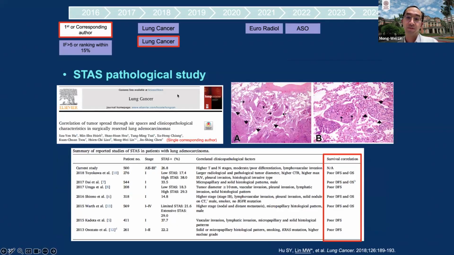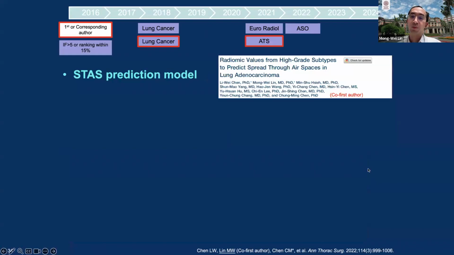STAS is a very important pathology feature and was proposed in 2015 as a new pathology feature associated with a high risk of recurrence in lung cancer. Our group was among the earliest teams worldwide to report a strong association between STAS and postoperative recurrence. We also used a machine learning approach to build a STAS prediction model.